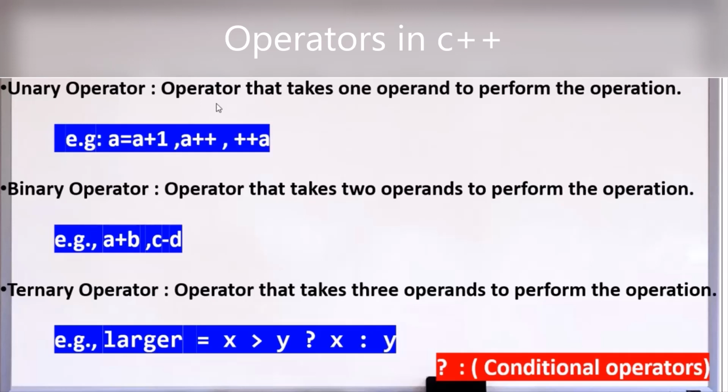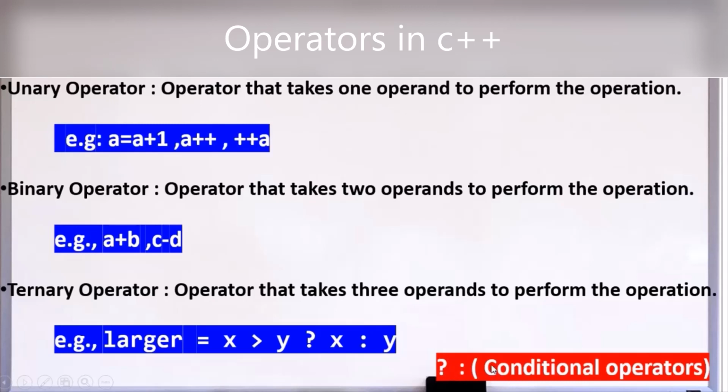As the name indicates, unary means we require a single operand to operate, and in binary we require two operands for operating, and in ternary we require three operands, and there will be an operator, a question mark and a colon. We already learned that the question mark and colon is also known as the conditional operator. This is for a particular condition and this is the replacement for if else.